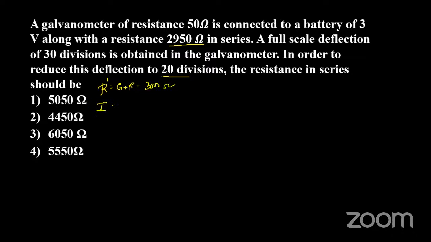What is the current? Current equals V, what is the applied voltage? 3 volt, so 3 by 3000, that is 10 power minus 3 of an ampere, 1 milliampere.